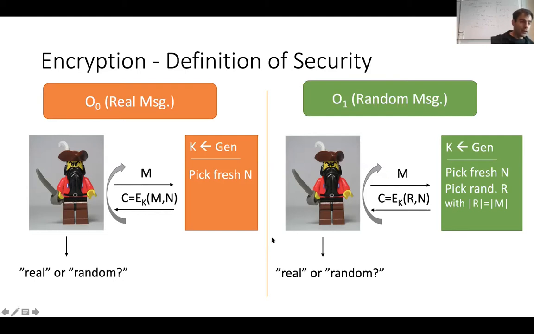But again, the definition of security is the following. You have an adversary who plays with this box. Either the box encrypts the message chosen by the adversary, or the box encrypts messages which are uniformly random, and the adversary cannot tell the difference. And if this is the case, then we call the encryption scheme secure. Usually we call it secure against chosen plaintext attack.